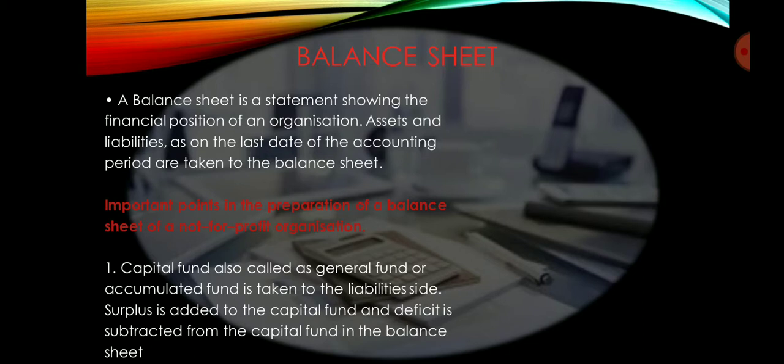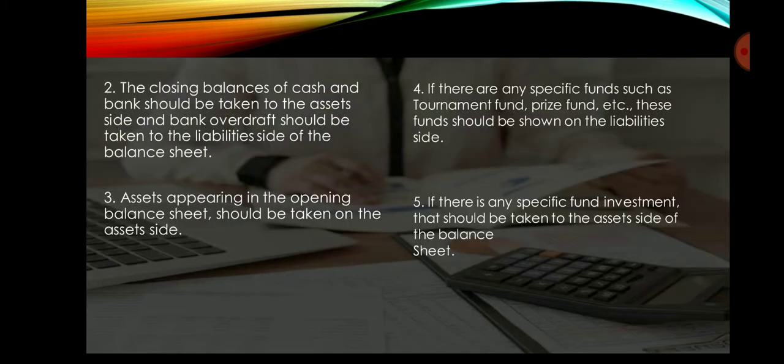Then the second one, the closing balances of cash and bank should be taken to the asset side and bank overdraft should be taken to the liability side of the balance sheet. And then the third step, assets appearing in the opening balance sheet should be taken on the asset side. Fourth, if there are any specific funds such as tournament fund, prize fund, etc., these funds should be shown on the liability side. If there is any specific fund investment, that should be taken to the asset side of the balance sheet.